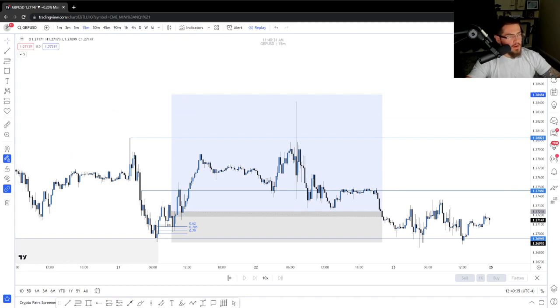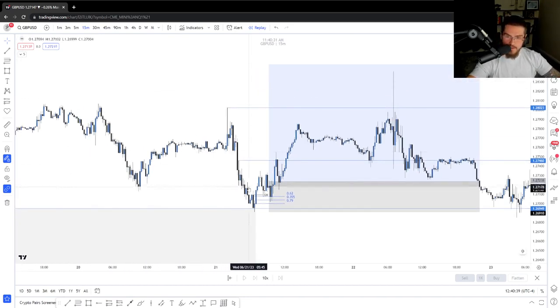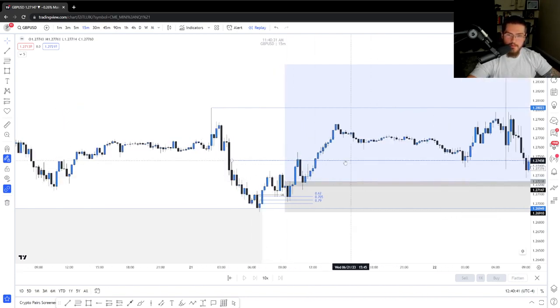So again, the first thing you want to do is the higher time frame bias, but next you want to look at how the London session traded, right? So I'm going to put times on this. We'll put a time at 8 a.m., because after 8 a.m. is when you're going to be looking for an entry here.